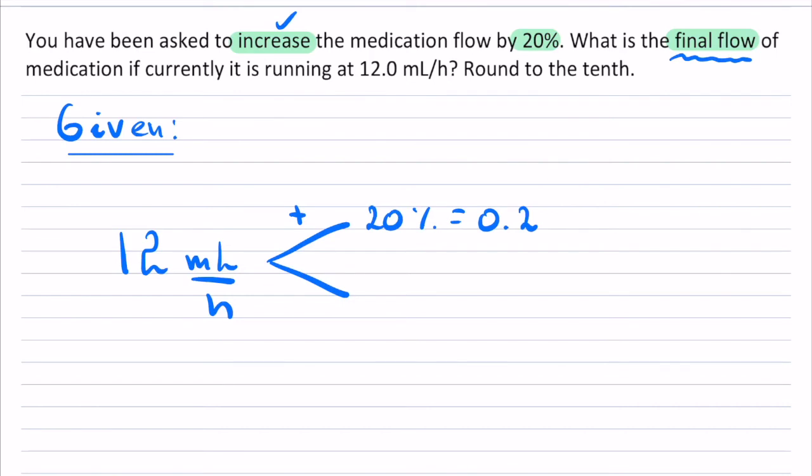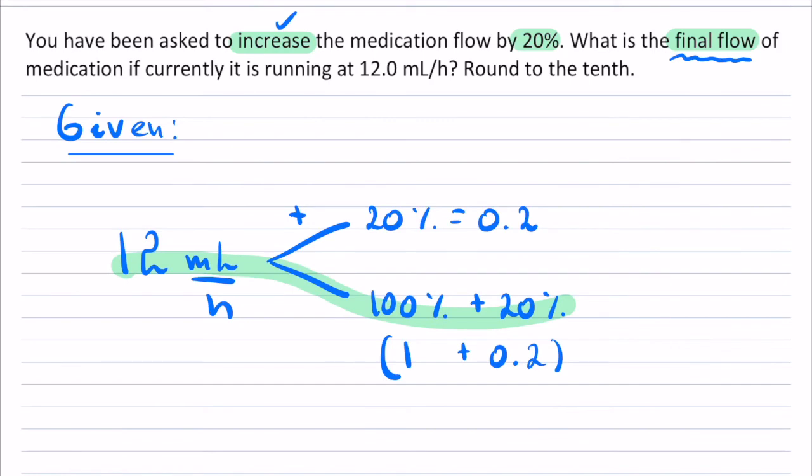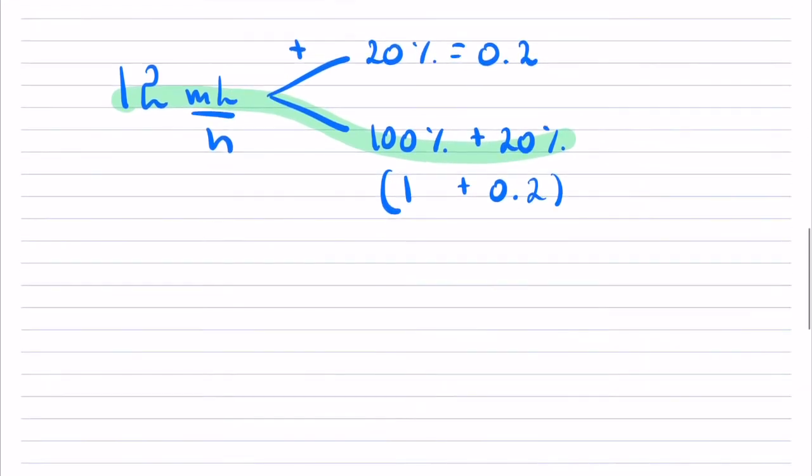So they're not interested in how much you increased it by. They're interested in 100%, now increased by 20%. Again, this is just 1 plus 0.2. So they're interested in basically this path right here. As you're setting this up, we are looking at our final flow, which is just a rate.